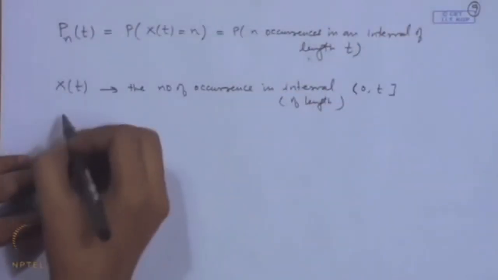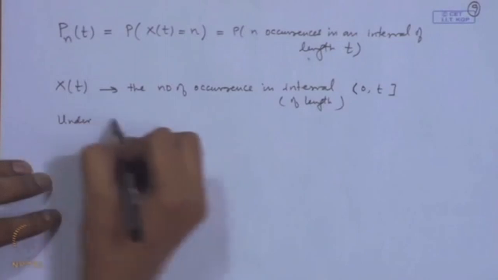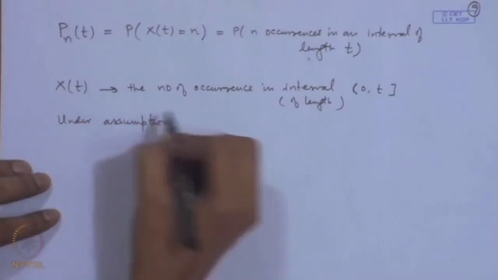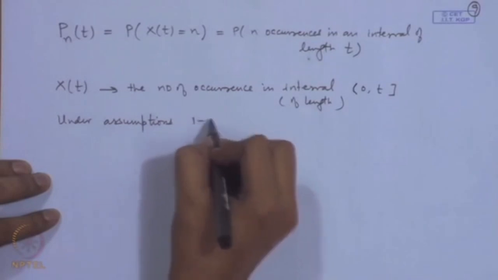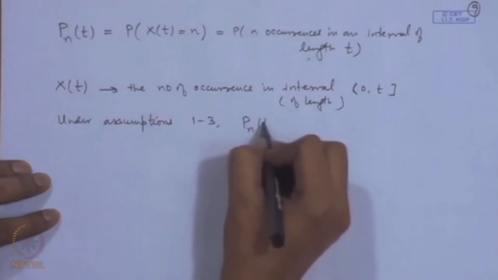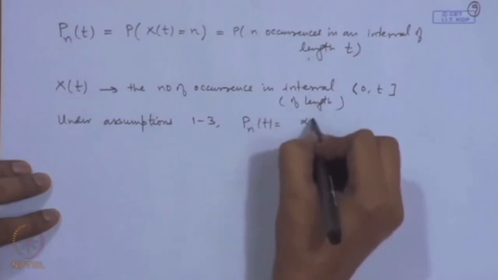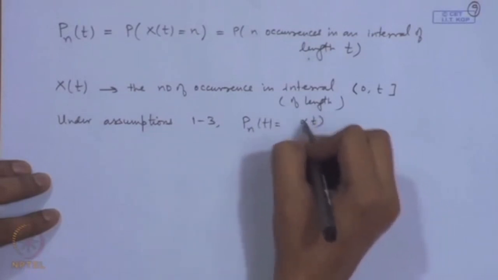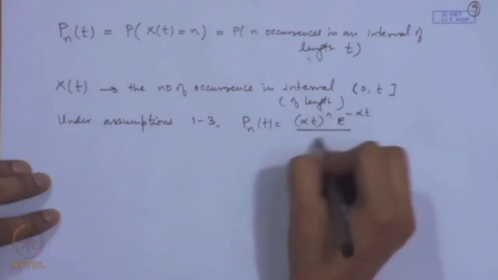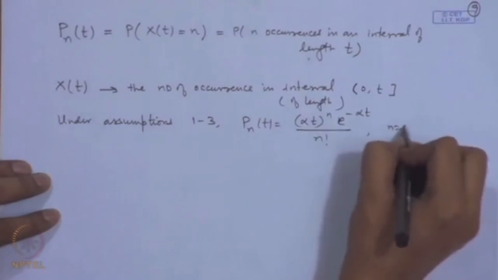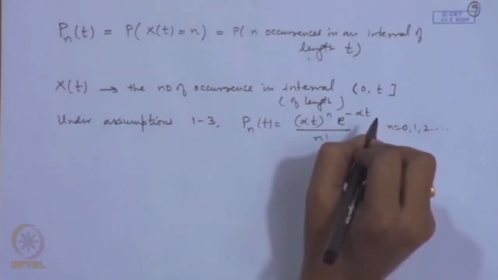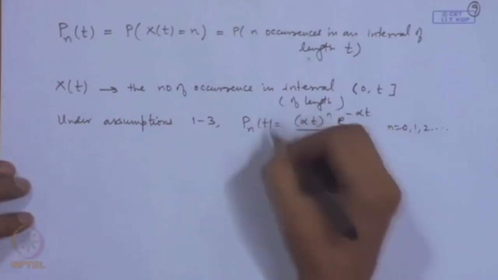So, under assumptions 1, 2, 3, P n t is equal to alpha t to the power n e to the power minus alpha t by n factorial, n is equal to 0, 1, 2, and so on. So, that is the number of occurrences in a Poisson process.